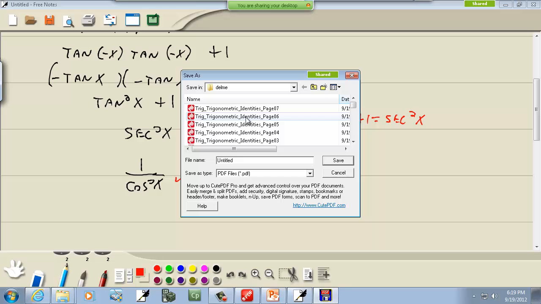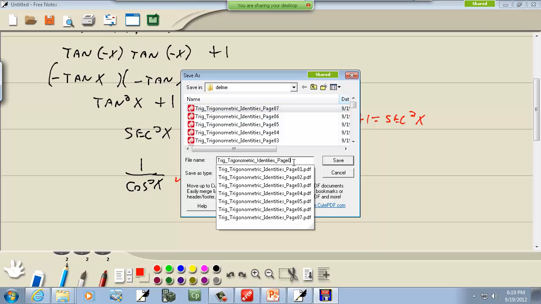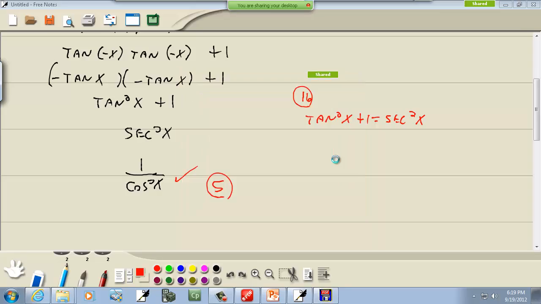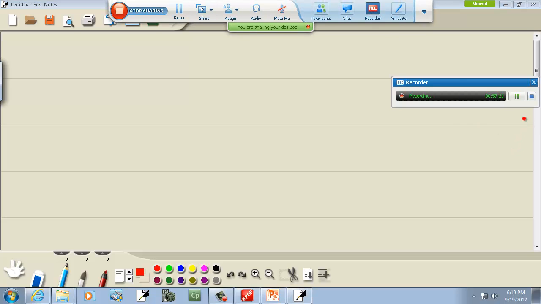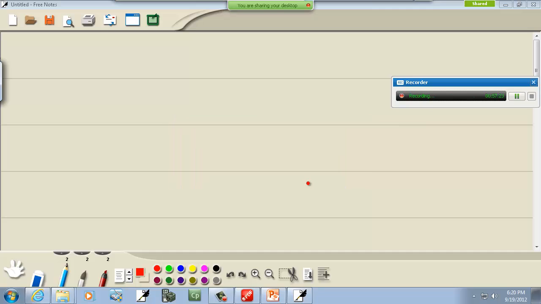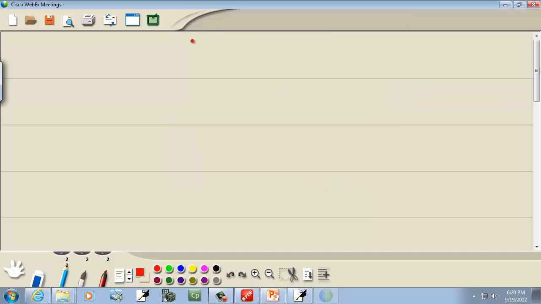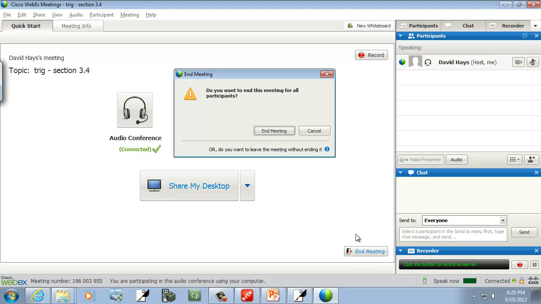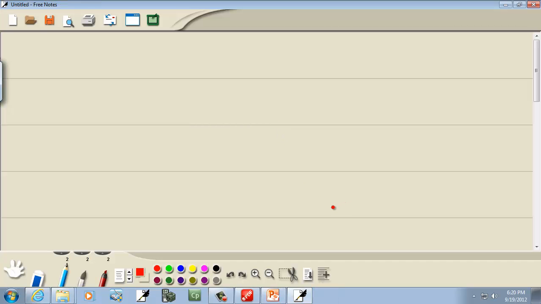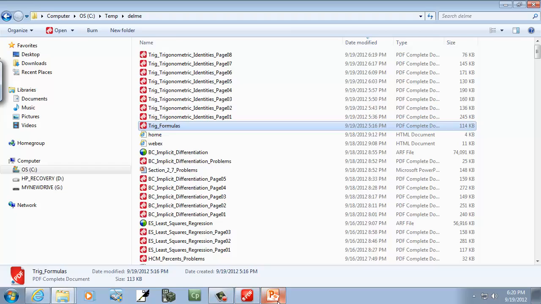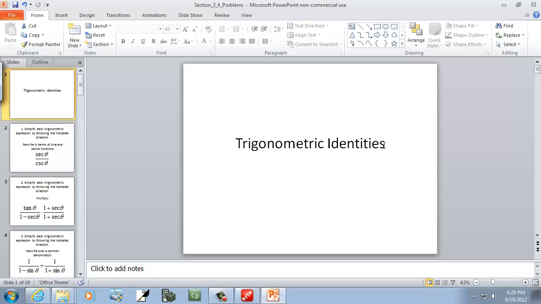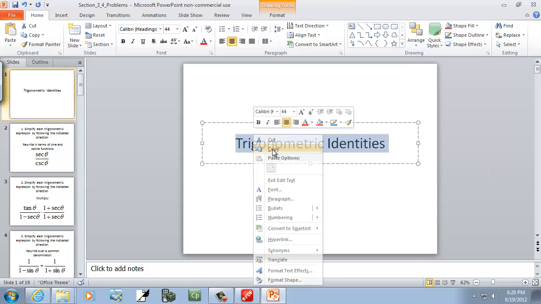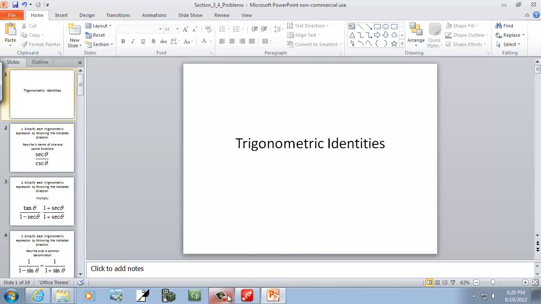So let me save this. Which is good, I gotta go across the street to go to class. I don't know why it does that. So let me stop my recorders.